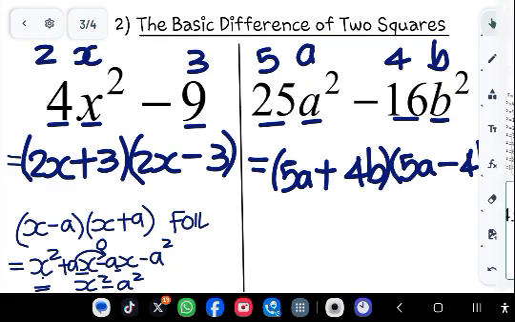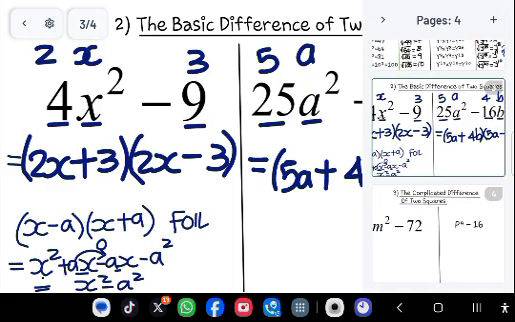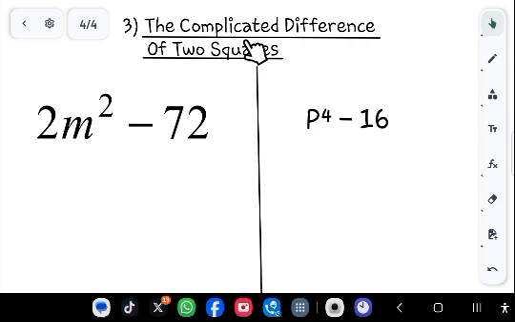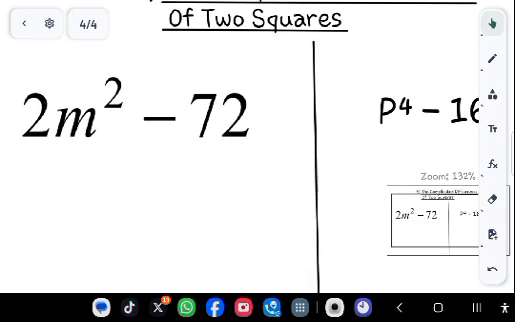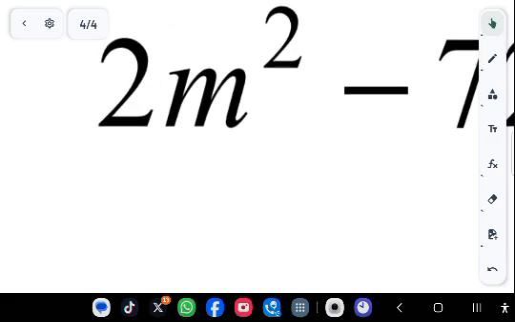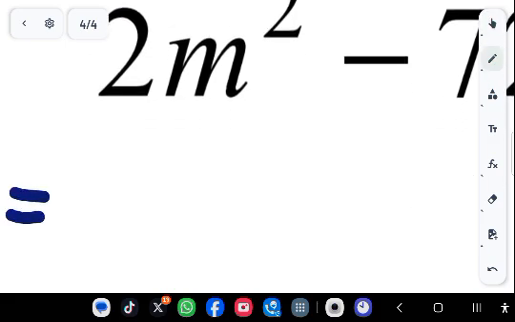It's this easy. Let's look at the complicated version. The complicated difference of two squares is almost like a difference of two squares, but not quite. 2m squared is not a perfect square. 72 is not a perfect square either, for example. But if you were to take out the common factor between 2 and 72, which happens to be 2, you will see then your difference of two squares will start showing.